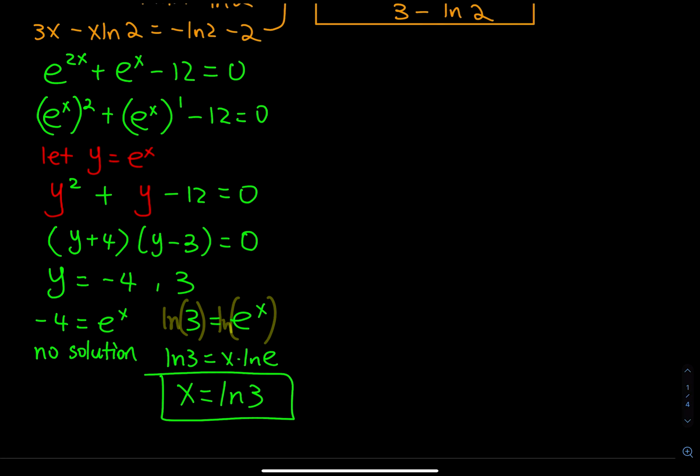ln e is equal to 1. You have to remember this. ln e is equal to 1. Because e, this little e, raised to the first power, there is a base over there. e to the first power is equal to e.